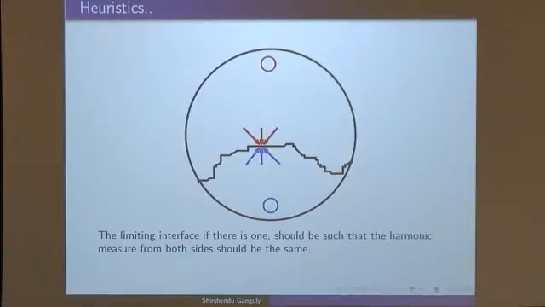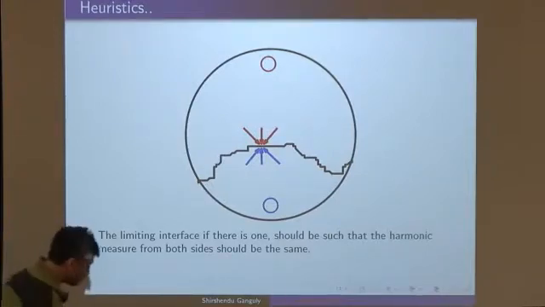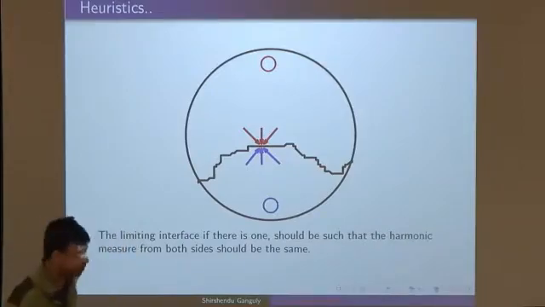And the push is nothing but the harmonic measure. You start a random walk from here, you look at the chance that it hits this point, and that should sort of agree from both sides. This is one of the properties that, if there was some interface, it should have. Now first we have to find a candidate which has this property.